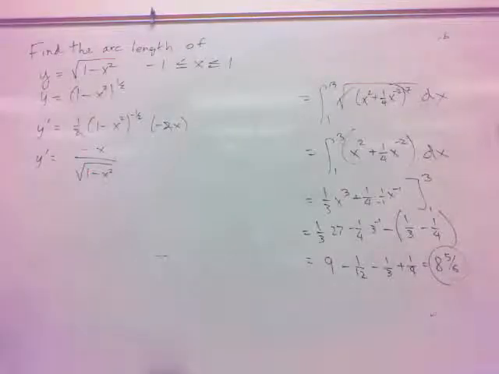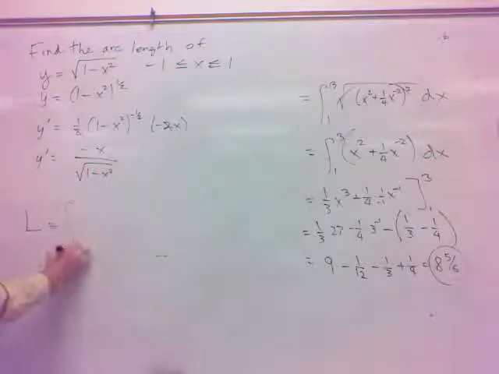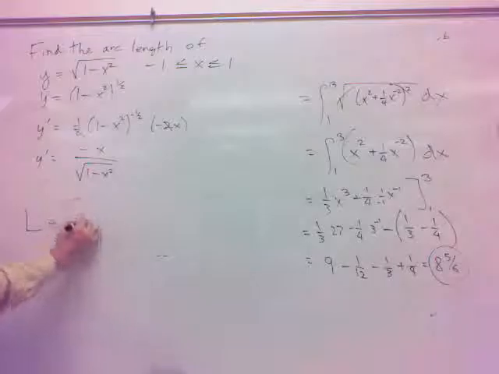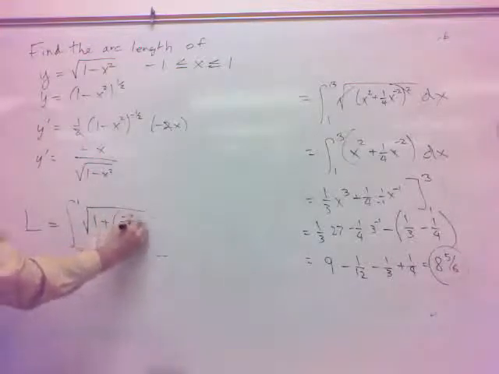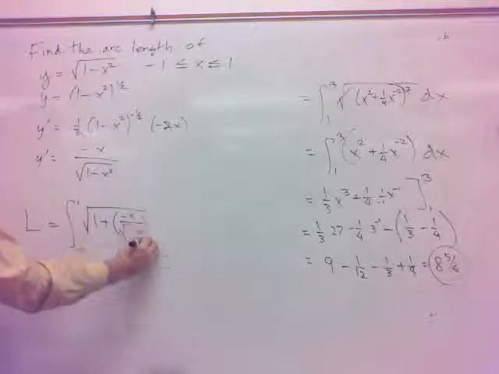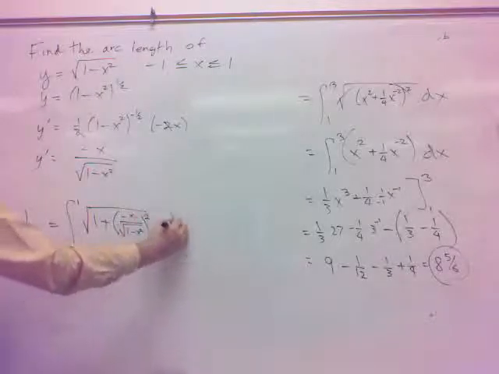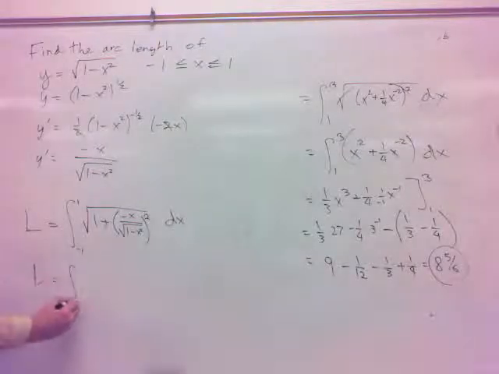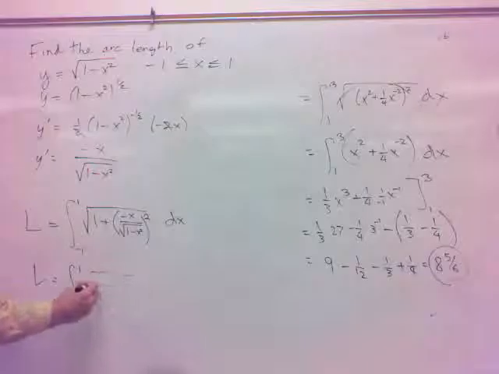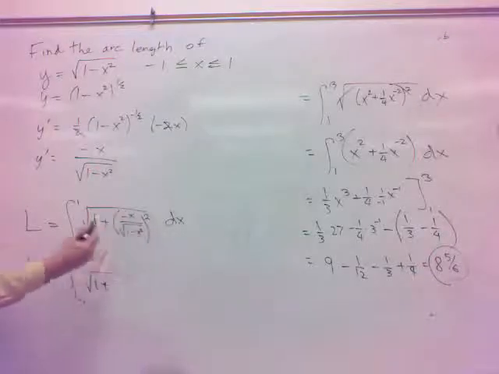That's the derivative. Okay, so now our arc length is the integral from a to b, negative 1 to 1, of the square root of 1 plus the derivative, which is negative x over the square root of 1 minus x squared, squared, dx. All right, well, square that out. That's usually our first step. What do I get when I square out this nice little expression here?